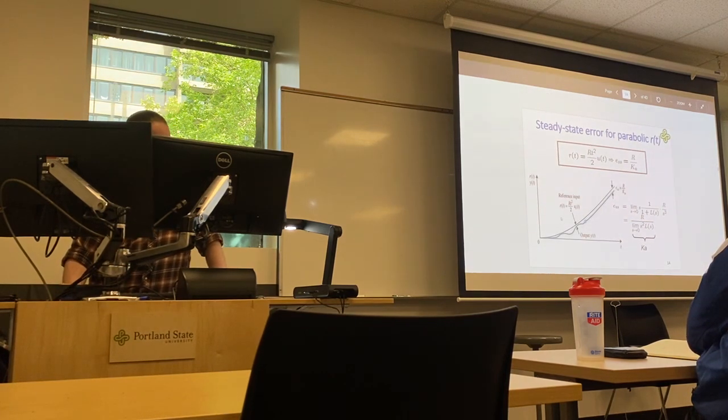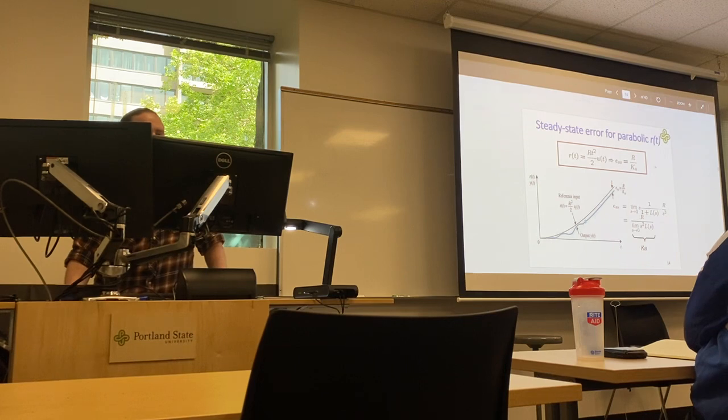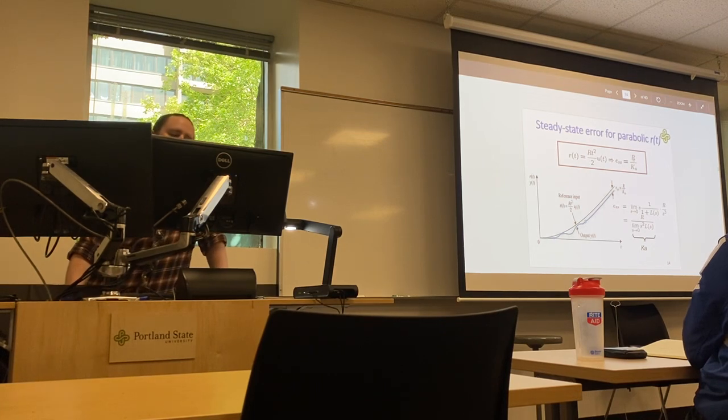And again, just covering the parabolic. With a parabolic input, we end up with a steady state error equal to R, the input's amplitude, over Ka, where Ka is equal to the limit as S approaches 0 of S squared L of S.